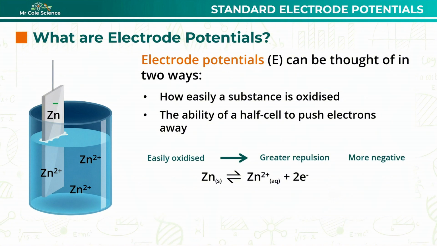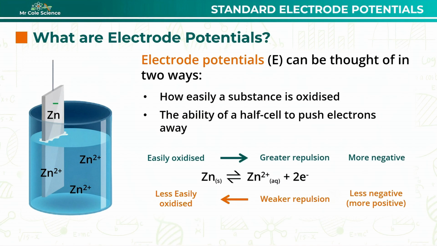If, however, we had a substance that was less easily oxidized, the position of that equilibrium is going to lie further to the side of the reduction reaction, towards the side with the atoms. We're therefore going to get less buildup of electrons, which is going to result in a lower repulsion, so that half cell isn't going to be pushing electrons away from it as strongly, and this would provide us with a less negative or more positive electrode potential.